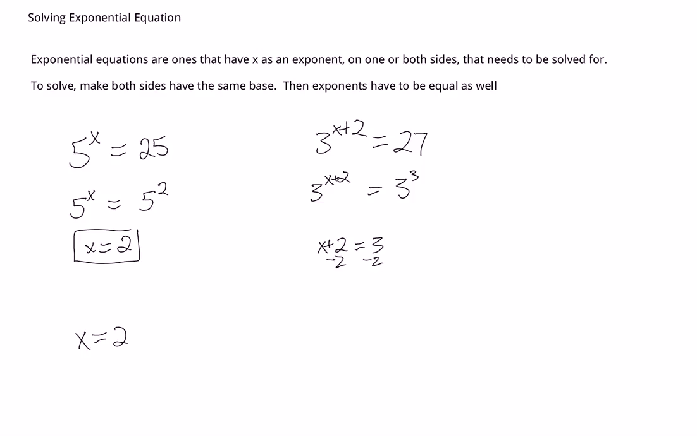Subtract 2 from both sides, and x will equal 1. You can always plug these back in, so you could take that x equals 1, go back to the original. That'd give you 3 to the 1 plus 2 is 3, 3 to the 3 is 27, and we know that that's correct, so we're done the question.